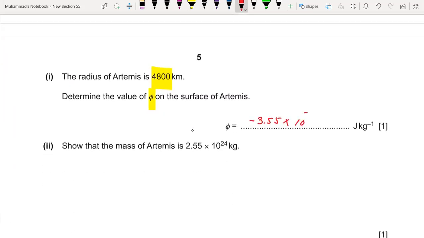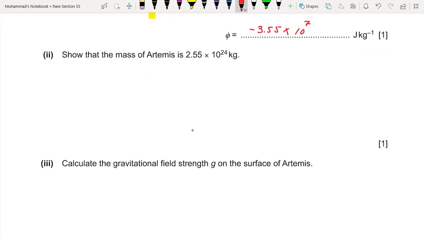Okay, so this is one more question, and very straightforward. Be careful about the significant figures, and the rule for significant figures is you have to write the least number of significant figures out of the significant figures of the raw data given in the question. Show that the mass of this planet is this.